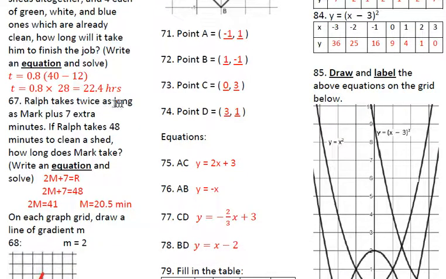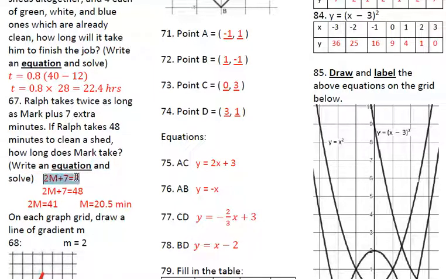Ralph takes twice as long as Mark plus 7 extra minutes. If Ralph takes 48 minutes to clean a shed, how long does Mark take? Write an equation. Once again, write an equation. So Ralph is going to be set as equal to twice as much as Mark plus 7. 2 times Mark plus 7, or 2m plus 7. You could have written over here r equals 2m plus 7, instead of 2m plus 7 equals r, but that's the same thing, okay?